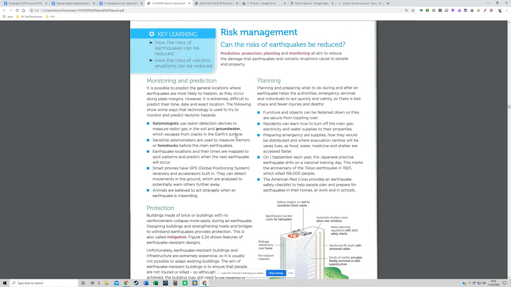The same could be true of tracking a hurricane. If you monitor a hurricane in the ocean, you can start to work out which area of coast it's likely to hit, meaning you can move people out of the way.